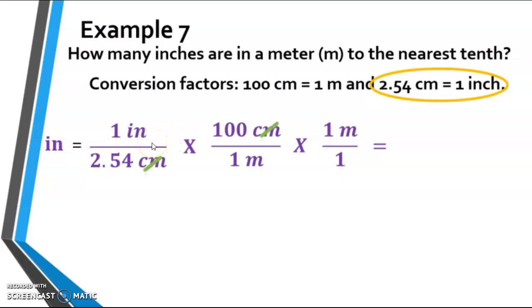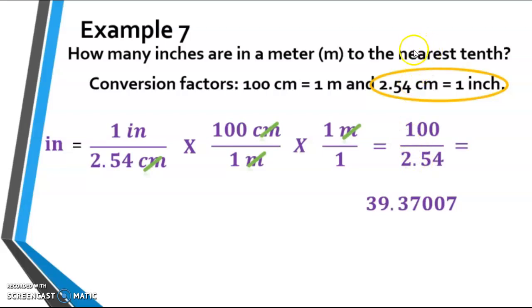Our centimeters are going to cancel. The meters are going to cancel. The only unit we have left is inches, which is what we were after. So we've got the right setup. Let's do our multiplying. 1 times 100 times 1 is 100. 2.54 times 1 times 1 is 2.54. Now we can divide. 100 divided by 2.54 is going to give you a 39-ish number.